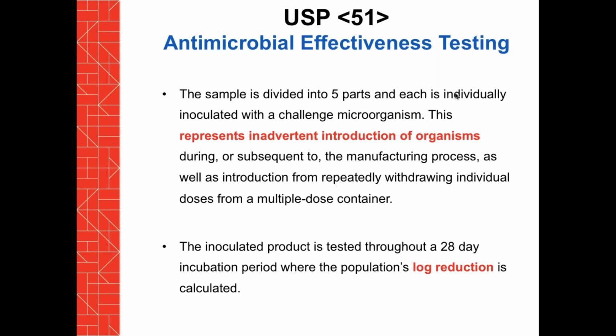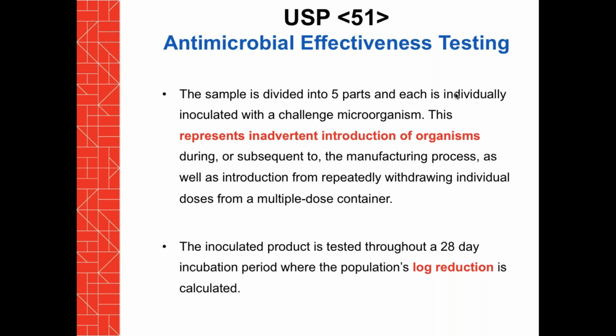To perform this test, USP 51, the product is divided into separate aliquots to be tested by the selected challenge microorganism. USP 51 provides a list of microorganisms to be used. However, this list is not exhaustive. The drug product manufacturer should also evaluate the necessity of other challenge microorganisms based upon three things: the nature of the individual excipients, the manufacturing process, and the details of the use of the finished product.